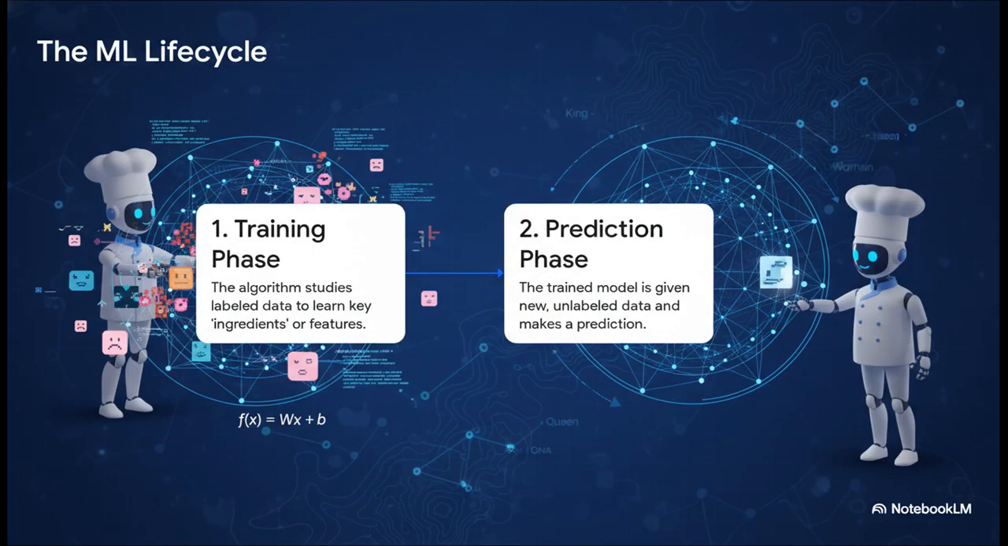First up is the training phase. This is where our apprentice, the AI, studies thousands, maybe millions of labeled examples. Think of them as recipes that already have a picture of the finished dish. It's learning to spot the key ingredients, or in our world, the key features. Then you have the prediction phase. Now our chef is all trained up. We give them a new mystery ingredient, and based on everything they've learned, they have to make a guess. Aha, I think this is a happy face.